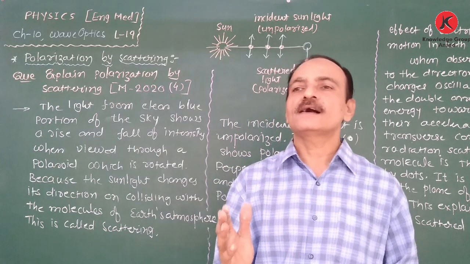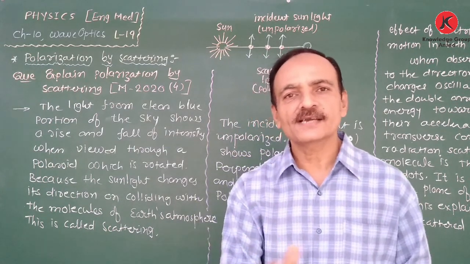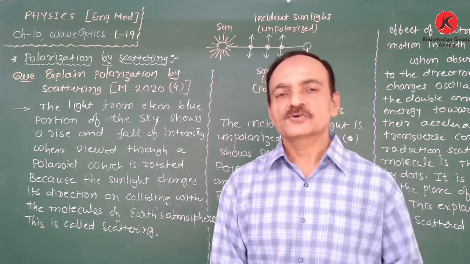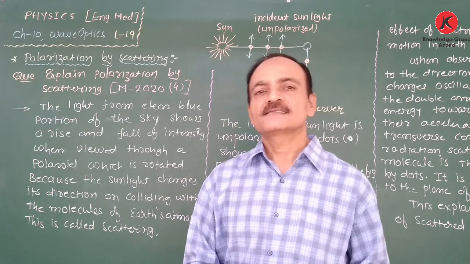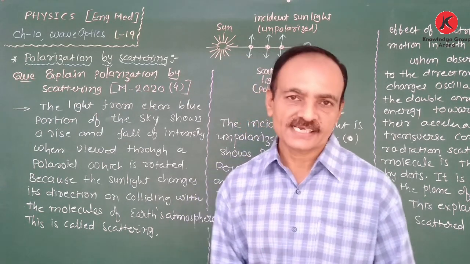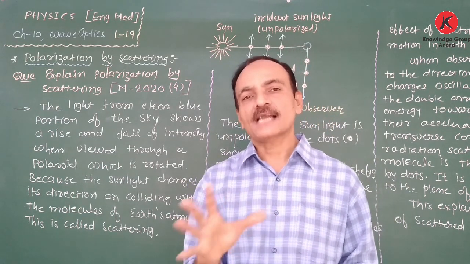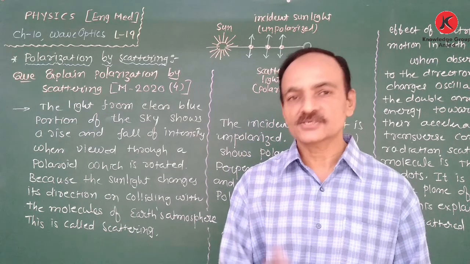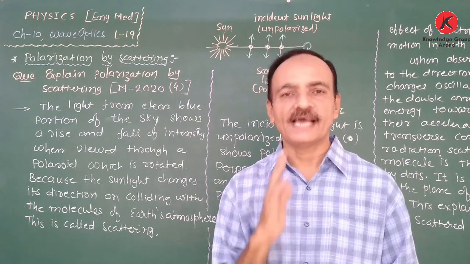When sunlight is incident on the very small particles of the atmosphere, its direction changes. Due to that reason, the sky is shown bluish, the sunrise and sunset are shown yellowish-reddish, while the cloud in the sky is shown white. We already discussed this in chapter 9.